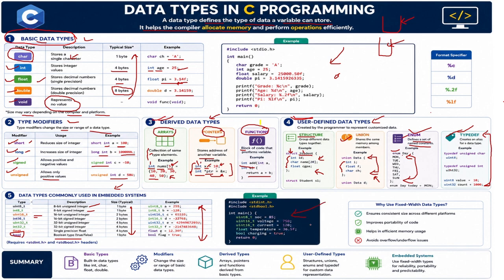And one program is given here: suppose SOC, voltage or current, temperature and charging. You can also practice this program in an online C compiler, and you will get a good idea about the different data types.